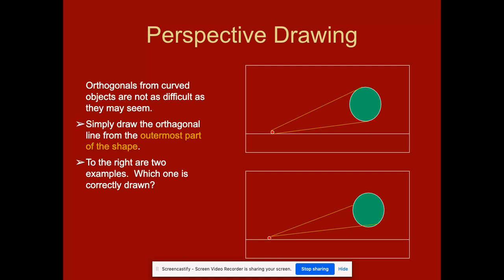Now, when you are using orthogonals with a curved shape, such as a circle, you want to make sure that you have them going from the outermost part of the shape. So in this top example, this is correct. These orthogonal lines are moving from the outermost part of the circle. Whereas in this example, this is incorrect because this orthogonal line hits the circle at the top third here. Whereas this part would be more of the outermost part of the shape.